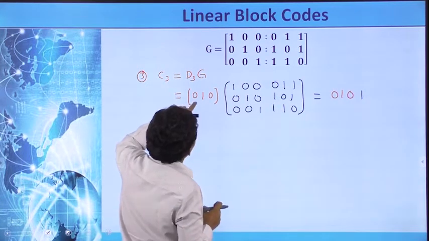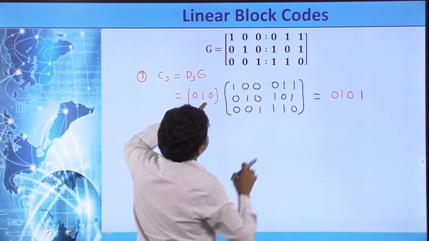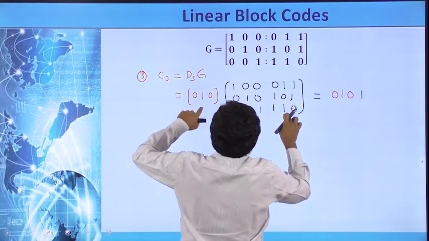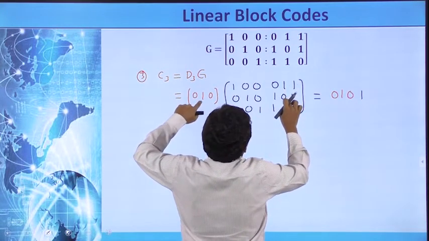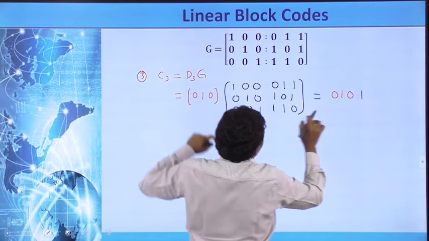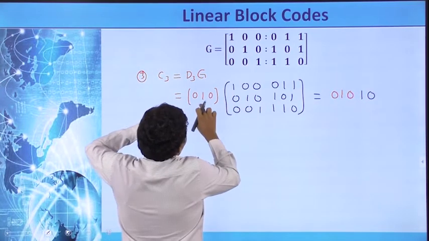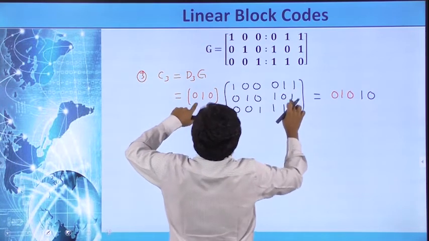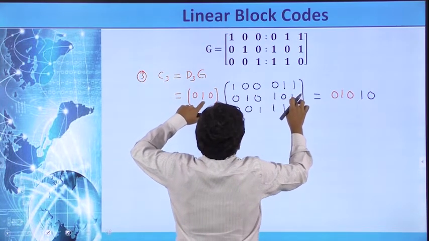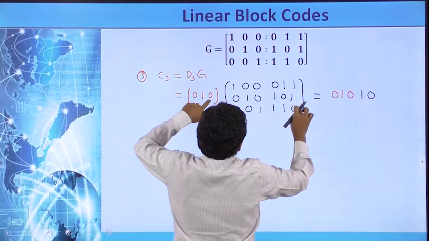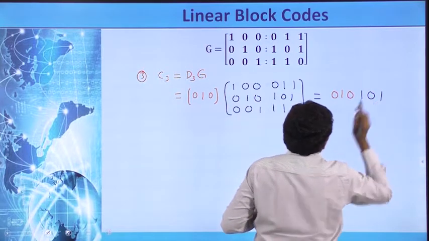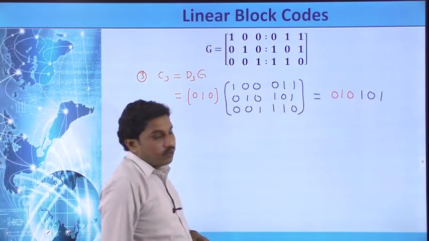Next one. Multiply this row with the fifth column. So 0 into 1 is 0, 1 into 0 is 0, plus 0 into 1 is 0. Now multiply this row with the last column: 0 into 1 is 0, 1 into 1 is 1, 0 into 0 is 0. So that is the third code word.